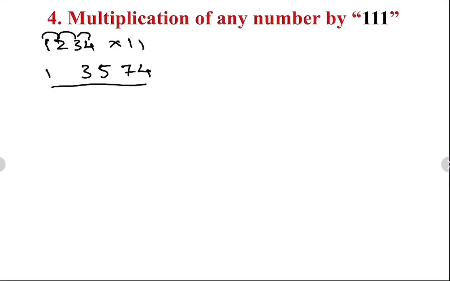Next, multiplication of any number by 11. In the previous video, that is Vedic Mathematics part 1, we have already discussed multiplication of a number by 11. For example, if 1234 is multiplied by 11, then keep 4. 4 plus 3, 7. 3 plus 2, 5. 2 plus 1, 3. Then this is the answer.